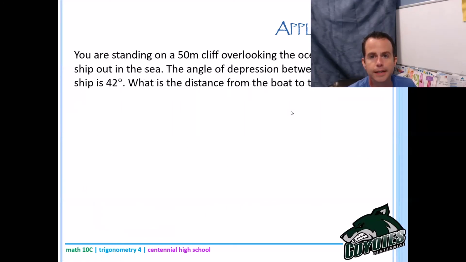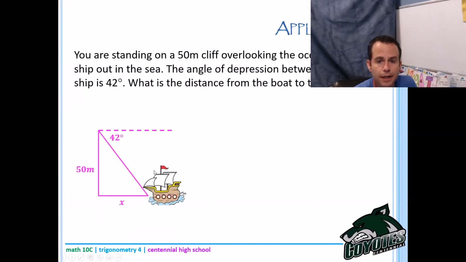You are standing on a 50-meter cliff overlooking the ocean. You see a ship out in the sea. The angle of depression between you and the ship is 42 degrees. What is the distance from the boat to the cliff? Okay, so pause me for a second and try the diagram. I really want to see if you are able to deal with this angle of depression properly, okay?